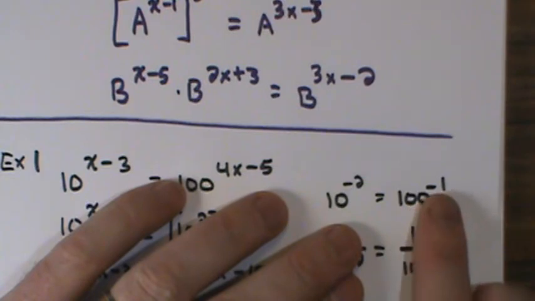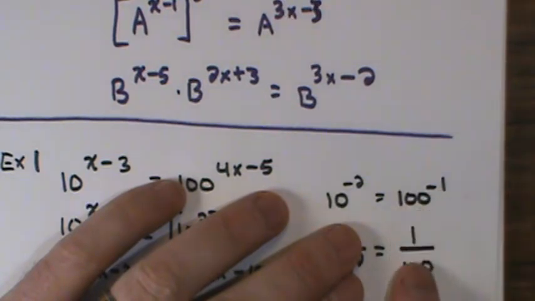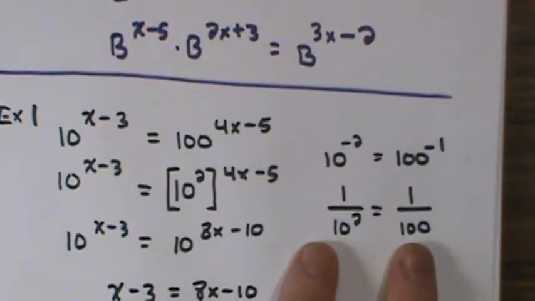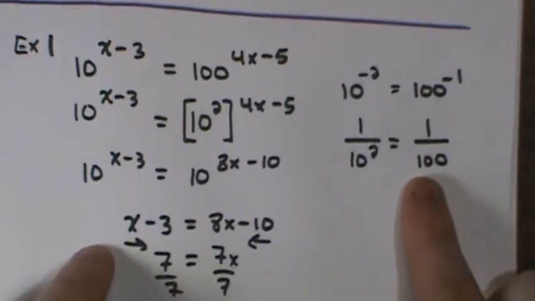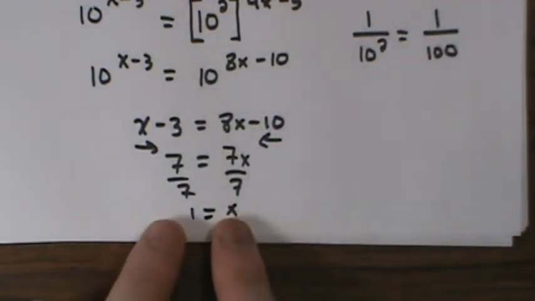Likewise, the 100 to the negative first just drops the 100 down. It's 1 over 100. And then you question yourself, is 1 over 10 squared equal to 1 over 100? They are. So that means that our x equals 1 must have been correct.